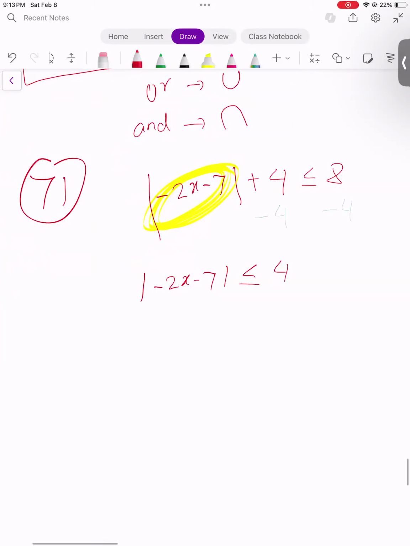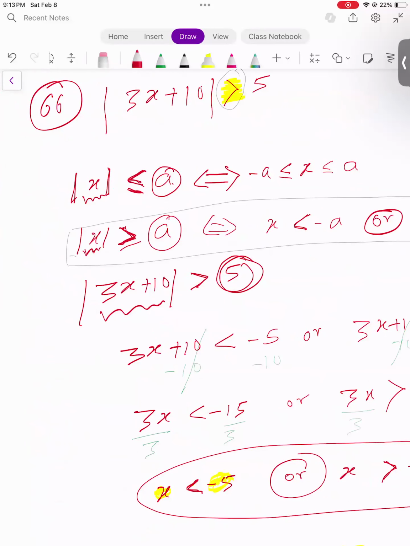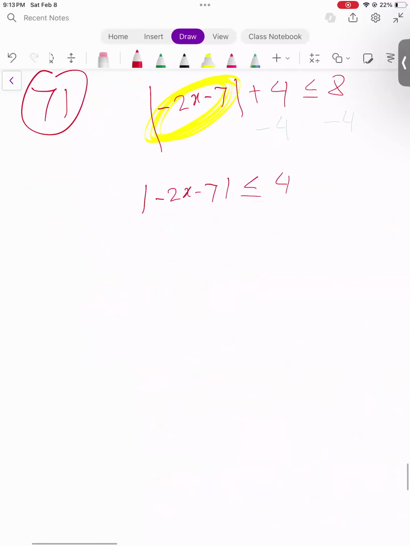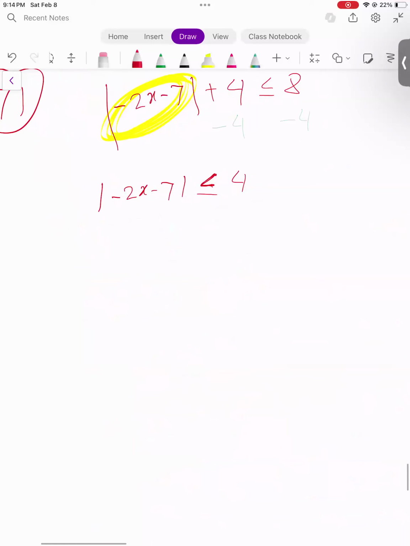Now we go back to our rule here. We have two rules, and we have a less than in our problem, so we're going to use this rule. If you have an absolute value inequality with a less than, then you write whatever you have inside the absolute value, -2x - 7, greater than or equal to negative 4, and on the right, less than or equal to positive 4. Now we don't have absolute value, and we know how to solve this inequality.